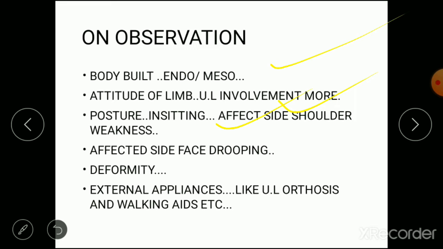Then postural assessment, basically in this setting, in lying and in the standing position, you have to check. So in sitting, affected side shoulder weakness is present because of the upper limb involvement, and the affected side of the face is drooping. So this is the postural assessment. Then any type of deformity, if present, write that. Then external appliances: due to deformity or for deformity prevention, the therapist applies some external appliances, like an upper limb orthosis or walking aids, etc.